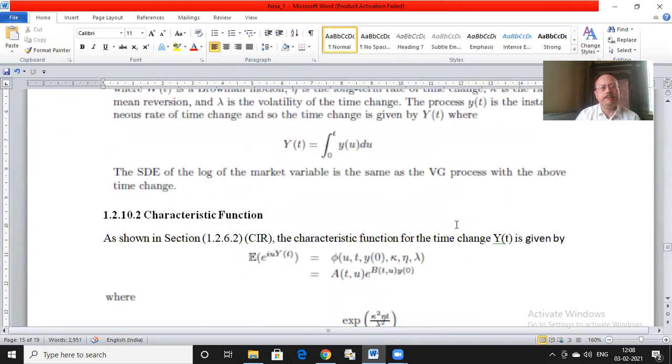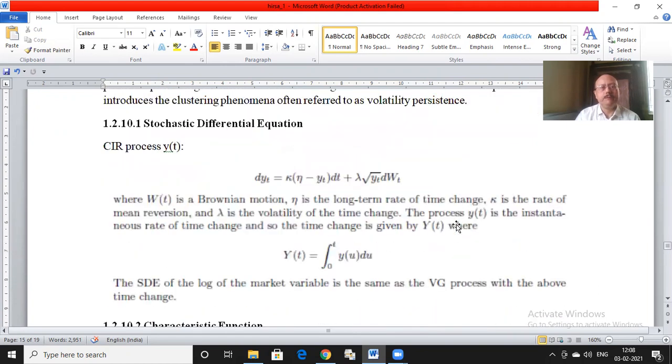So again, let me go back and recall. What I do is, I want to introduce clustering in volatility. How can I do that? I know that the Cox-Ingersoll-Ross model has this clustering feature through its mean reverting equations. Because it has mean reverting equations, it has clustering features. So I incorporate a CIR modulated time change. My time change is dictated by the CIR in the variance gamma process.